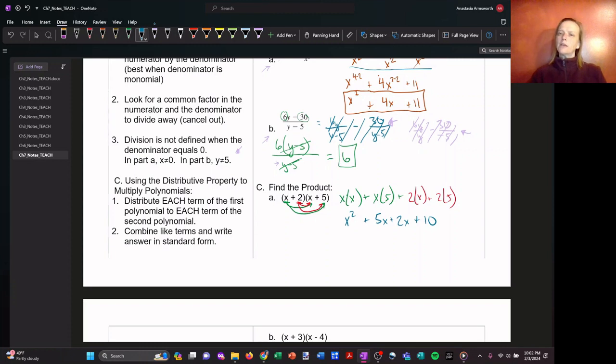So it looks nice and clean now. It looks like a tetranomial, but you have to watch out because I have 2 like terms here that can be combined. So what I actually have is x squared plus 7x plus 10. So that's one way to think about the distributive property when you're multiplying 2 binomials together. Think about distributing each term of the first polynomial to each term of the second polynomial.